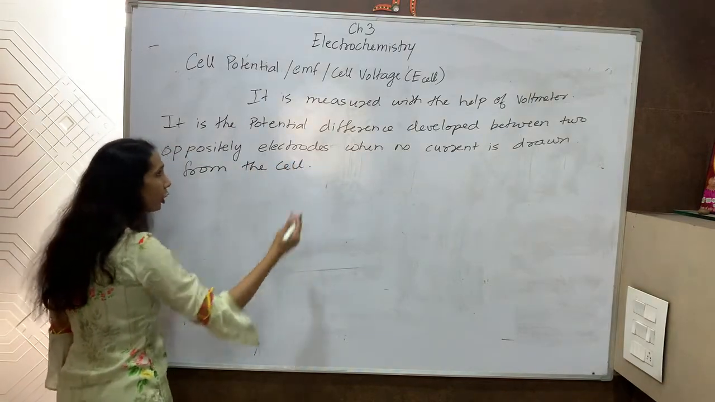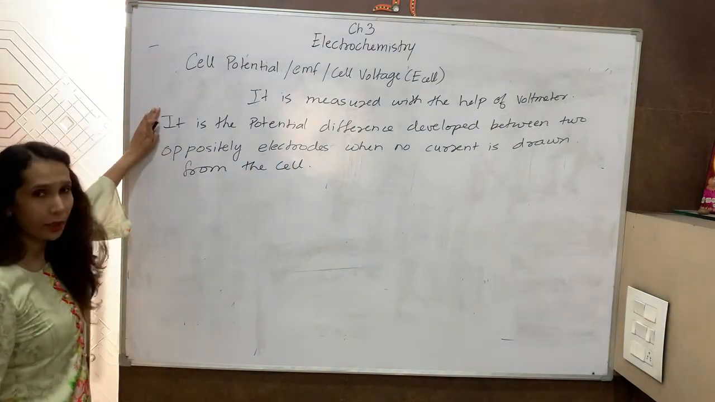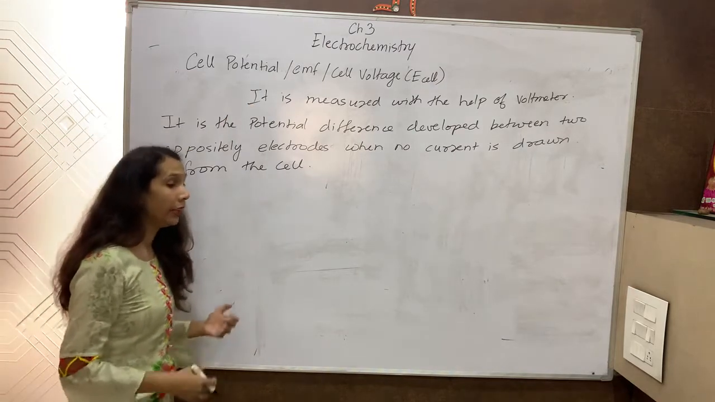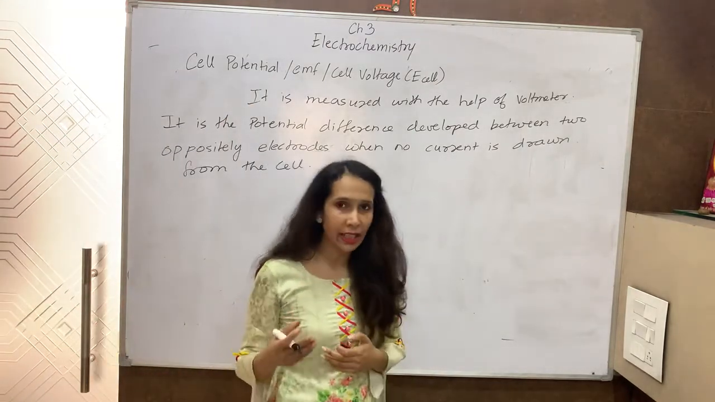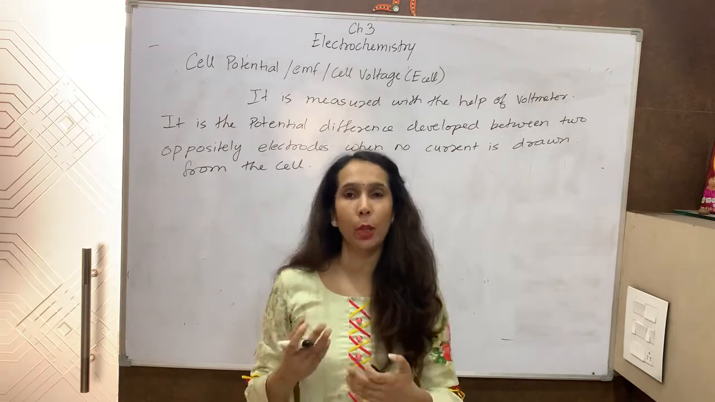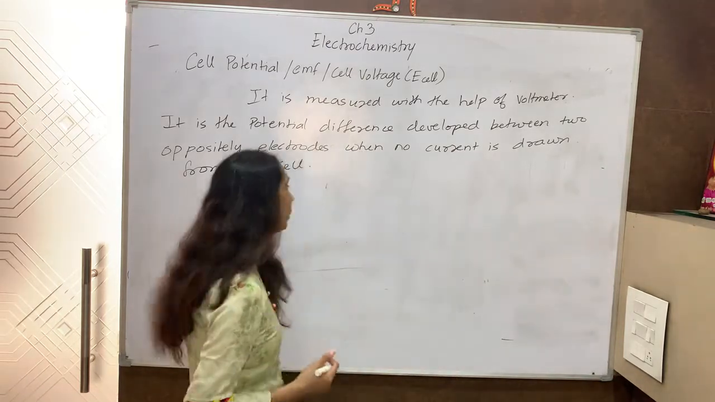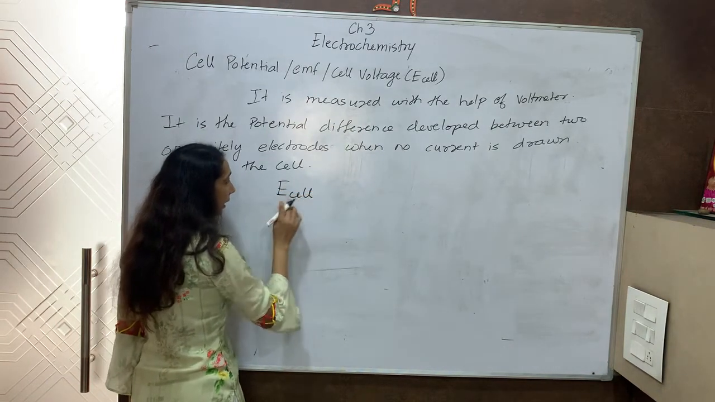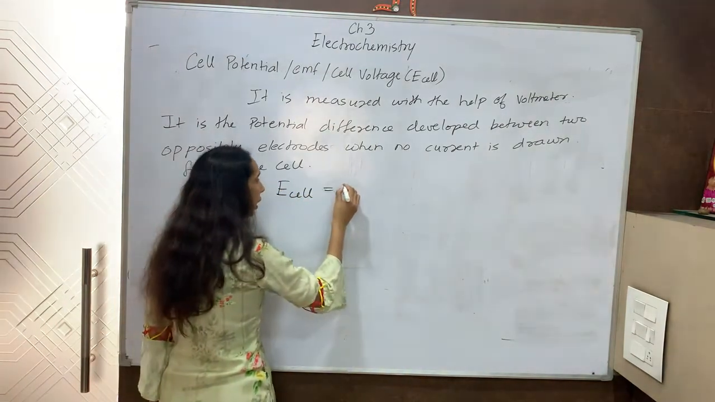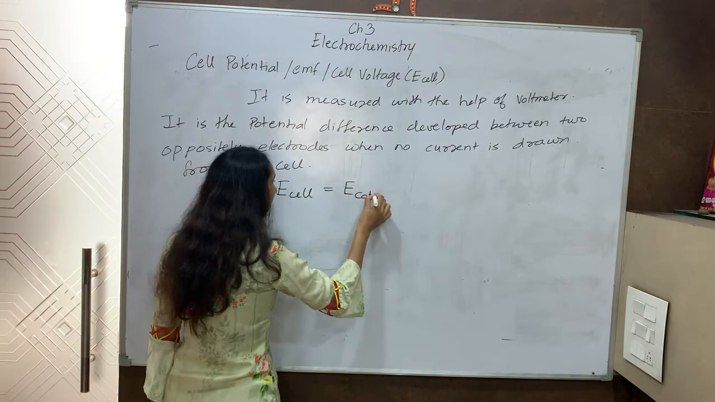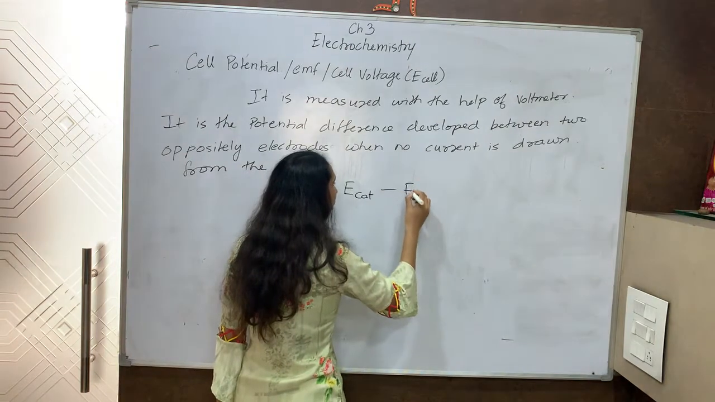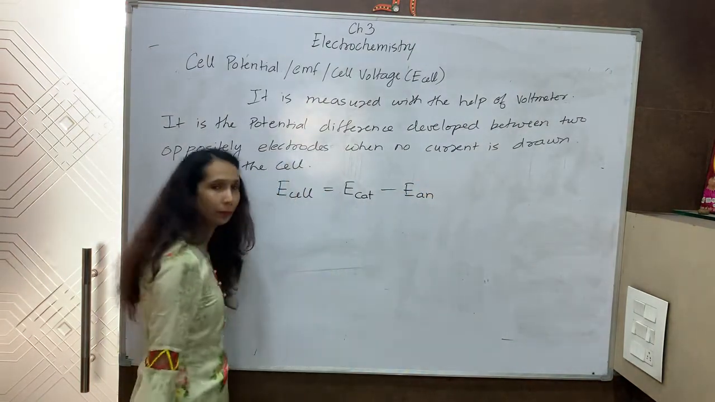And how do we measure this? So this is the definition, and how do we measure it? With the help of a voltmeter. With the help of a voltmeter, I can practically measure what is the cell potential. But if I want to theoretically measure it, then E cell, the cell potential, is equal to E cathode, that is the electrode potential of cathode, minus the electrode potential of anode.